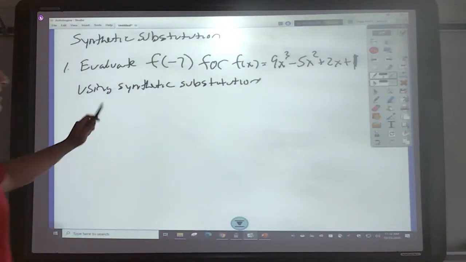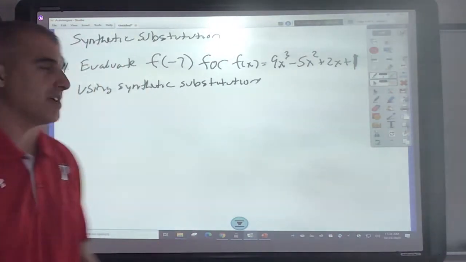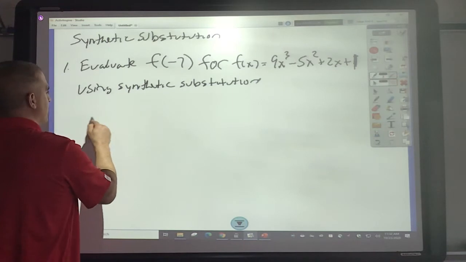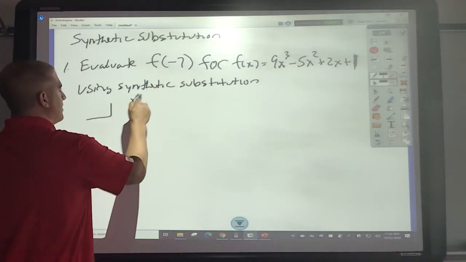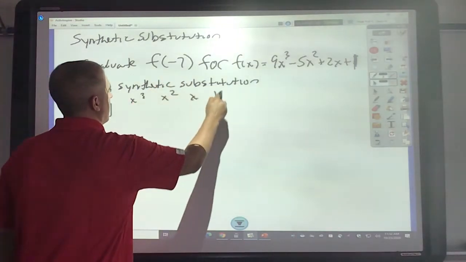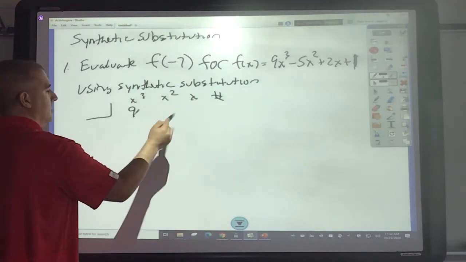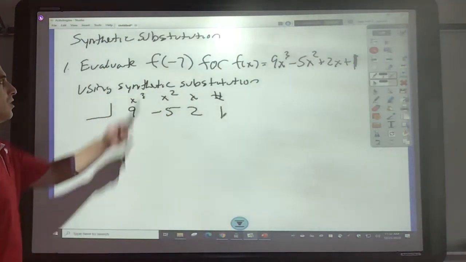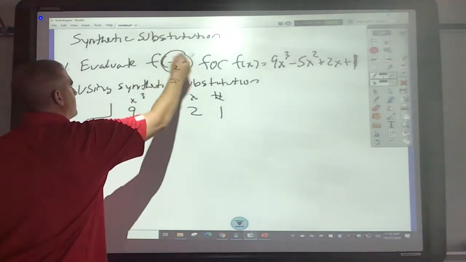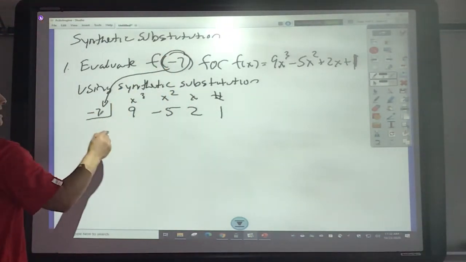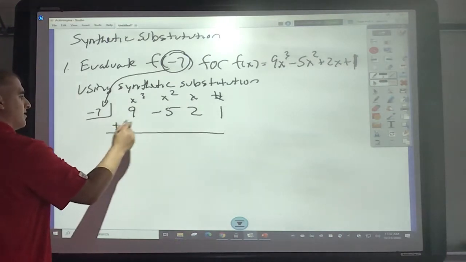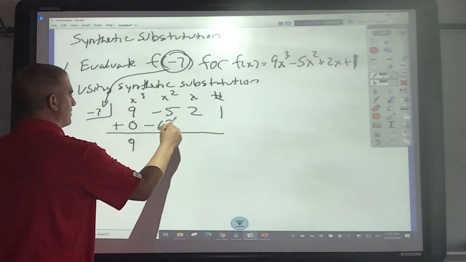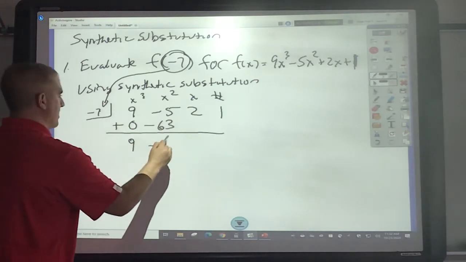What's convenient about synthetic division or synthetic substitution is this. If I do synthetic division, okay, so I got x cubed, x squared, x, number: 9, negative 5, 2, and 1. Okay? All I'm going to do is take this and put this in the box. That's going to become my little half box. Okay, 9 times 0 would be 9. 9 times this would be negative 63. Negative 5, that would be negative 68.